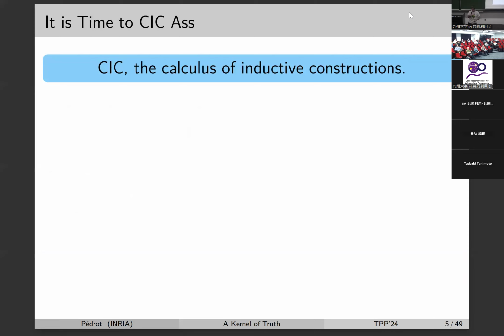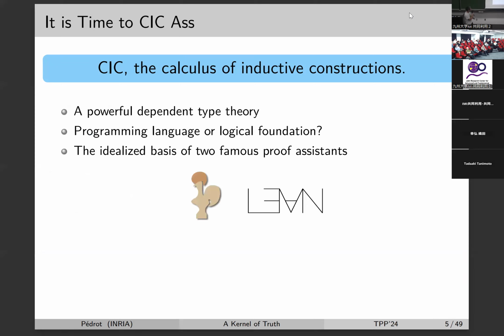Right. So this is my favorite foundation for mathematics. It's CIC, which means the calculus of inductive constructions. I'm not going to enter all the details yet, but basically it's a very powerful dependent type theory. Depending on your point of view, it's either a programming language or a logical system. And typically, it's what we claim to be the idealized system behind the Coq and Lean proof assistants.